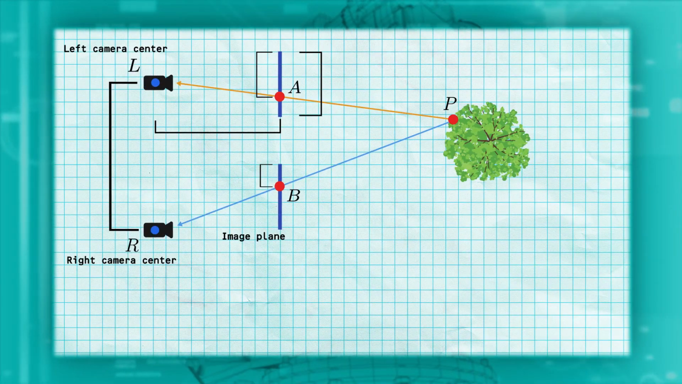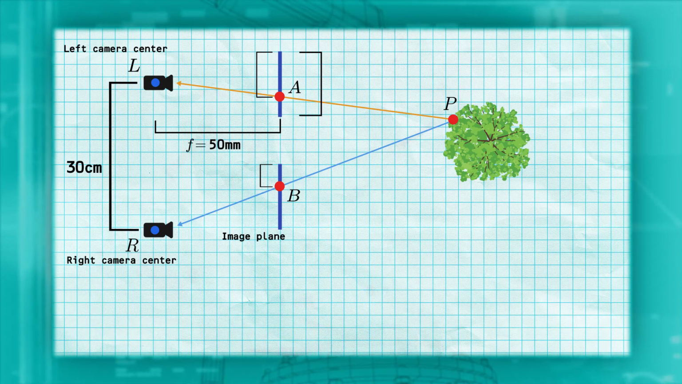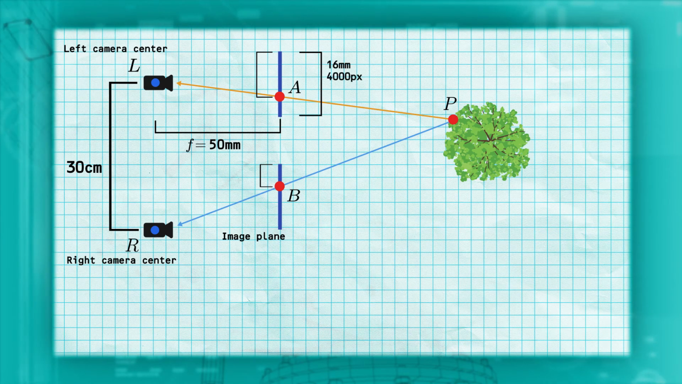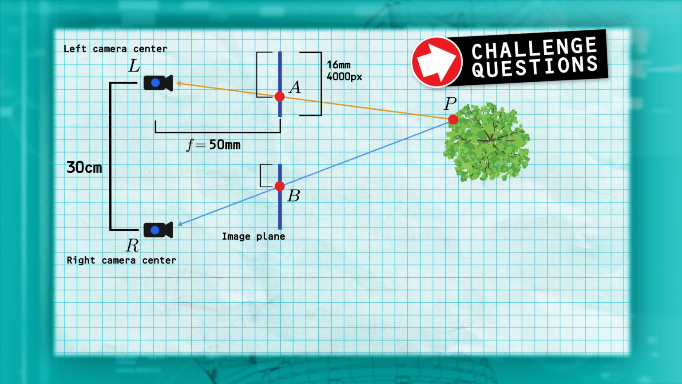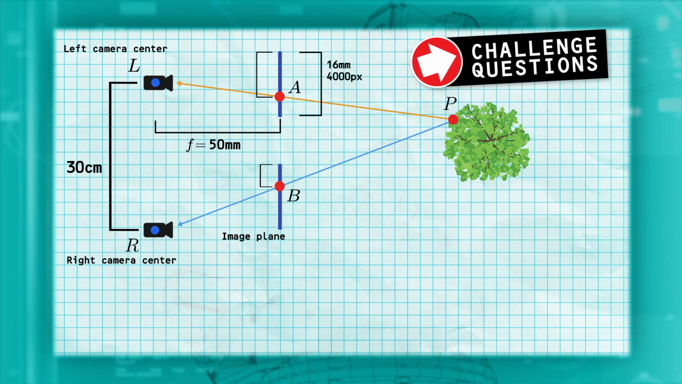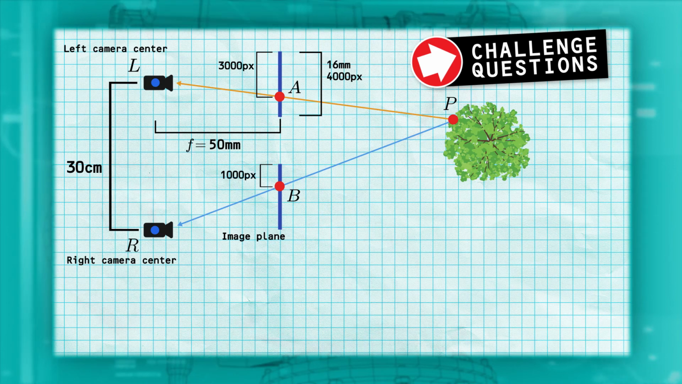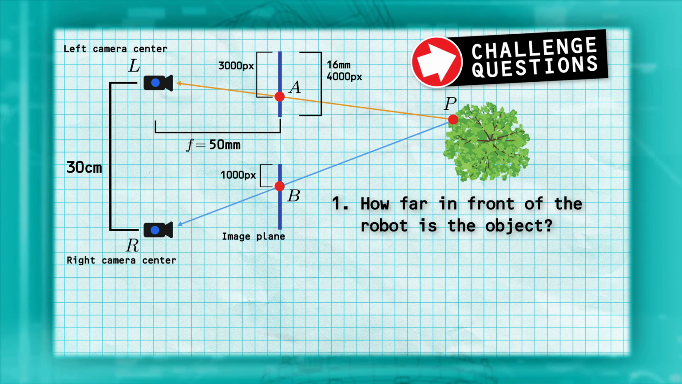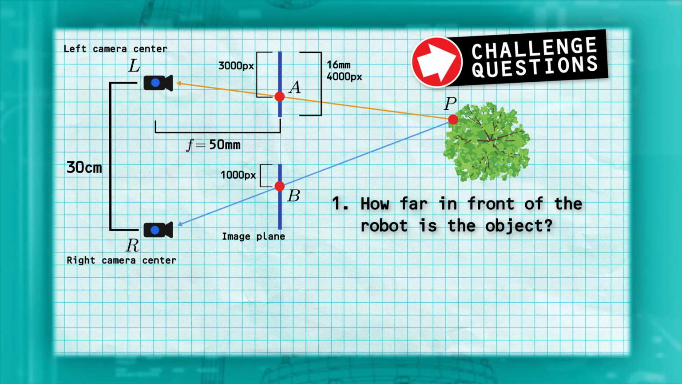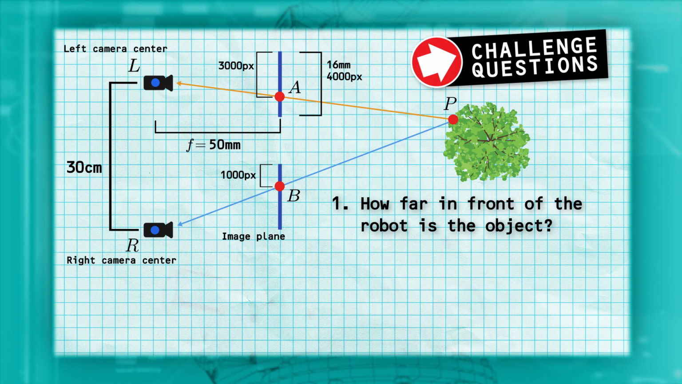Now, get your pencils ready for this week's challenge questions. A robot with a stereo camera pair mounted 30 centimeters apart with a 50 millimeter focal length and a sensor that is 16 millimeters wide with 4,000 horizontal pixels. Question 1 is, if a feature on an object is located at an x-coordinate of 3,000 on the left camera and at an x-coordinate of 1,000 on the right camera, how far in front of the robot is the object? Again, that is 3,000 on the left camera and 1,000 on the right camera. Where is the object?